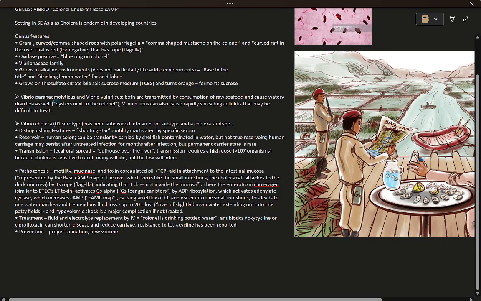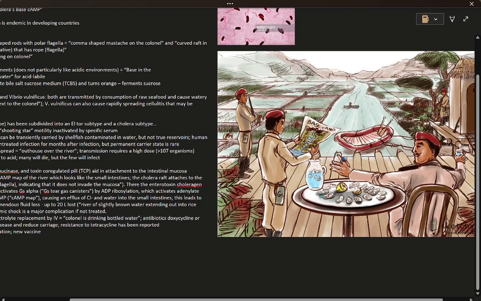So let's talk about the Vibrio parahaemolyticus along with the Vibrio vulnificus. So both are actually transmitted by consumption of raw seafood and cause watery diarrhea as a result. And then the Vibrio vulnificus can also cause rapidly spreading cellulitis that may be difficult to treat, so keep that in mind. To remember the association of raw seafood consumption with infection by the Vibrio parahaemolyticus and Vibrio vulnificus, think about the oysters that are sitting next to the kernel, as shown over here.